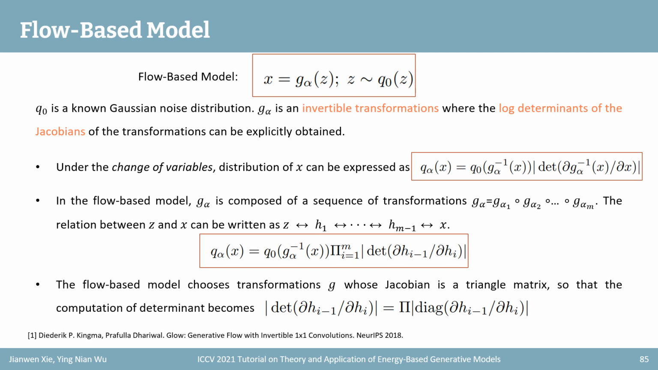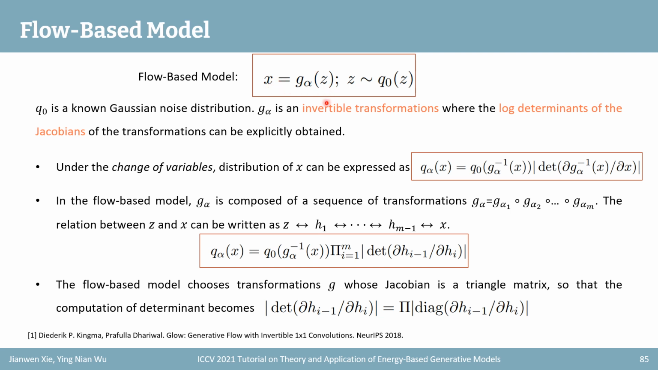We don't need to get into the details of the flow-based model, except that it is a composition of a sequence of invertible transformations where the Jacobian can be explicitly computed. Therefore, this flow-based model gave us an explicit, normalized density function for x. So z is the original noise, and then we use a sequence of transformations, and we let g of alpha be the composition of the sequence of transformations, and then we get x.